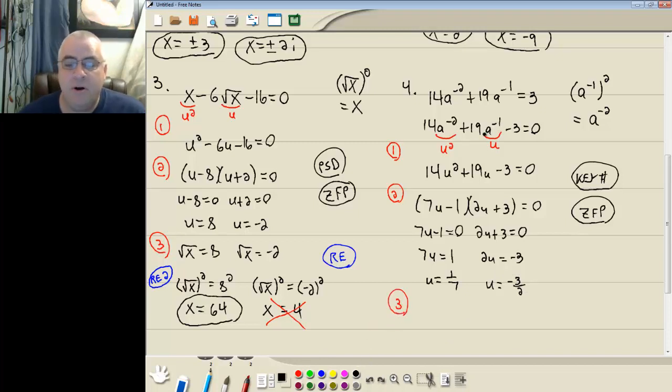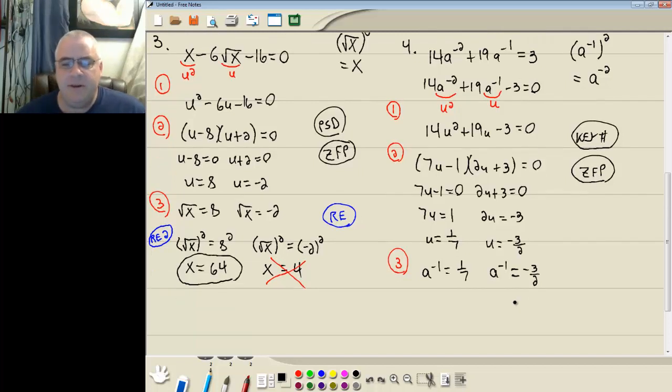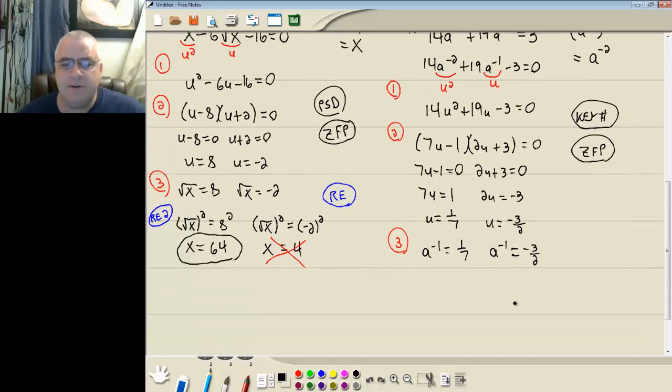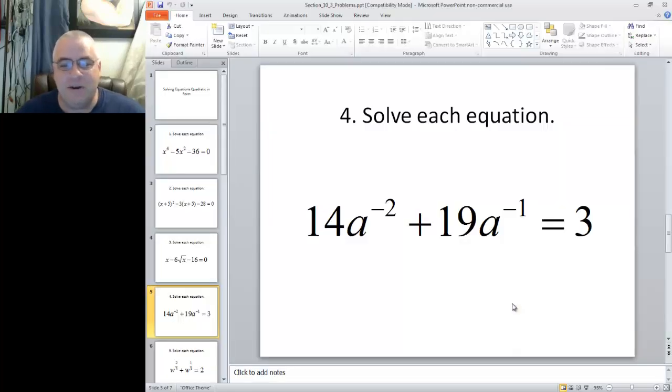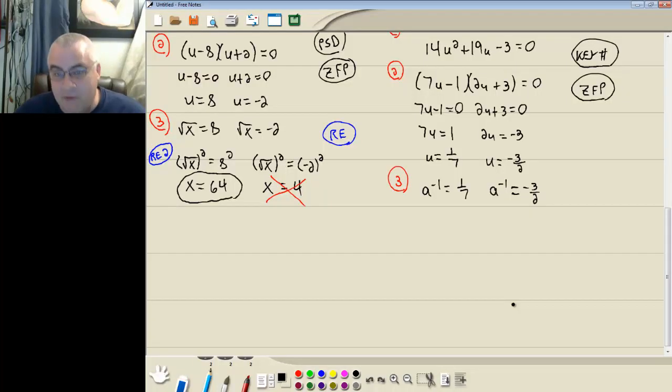Step 3, we want to plug our middle part, which is a to the negative 1, in for the u. So I got a to the negative 1 is equal to 1/7, and a to the negative 1 is equal to negative 3/2. And then, in my steps I say solve for x, but solve for a, as the case may be. Now, first thing off is we don't want negative exponents. So we can rewrite the a to the negative 1 as a to the negative 1 over 1, like that. You can always create a fraction by putting it over 1.